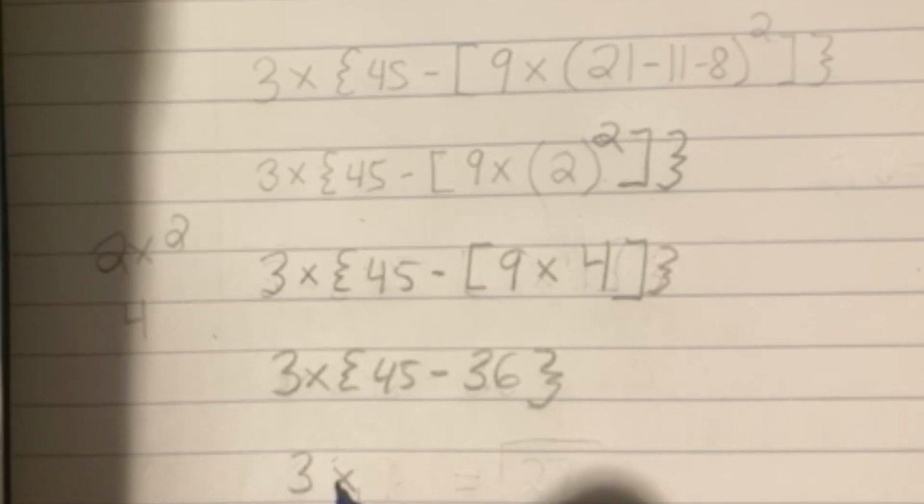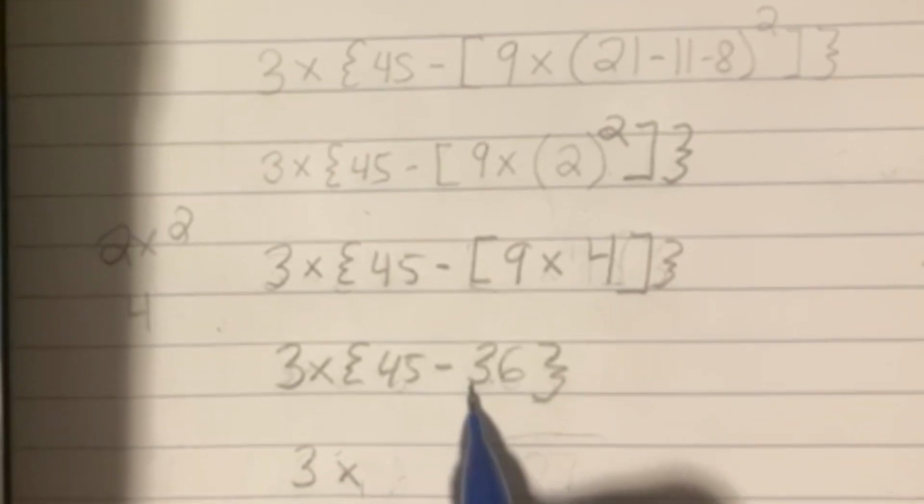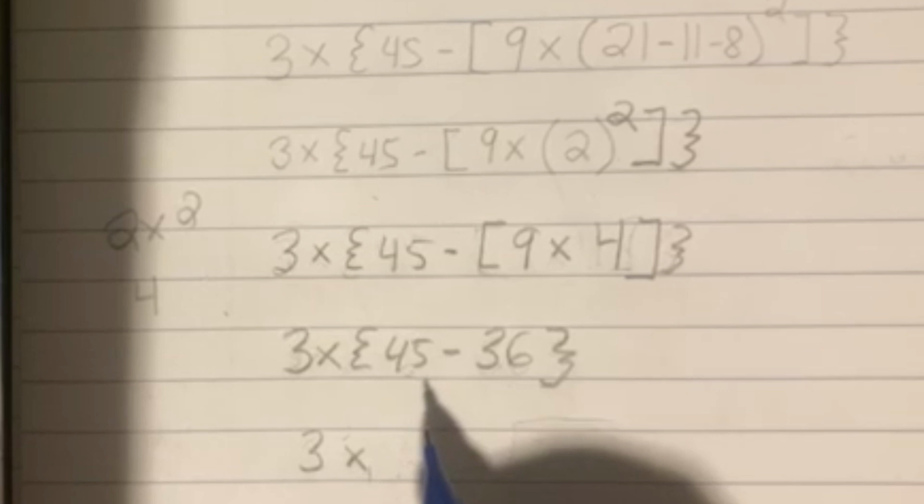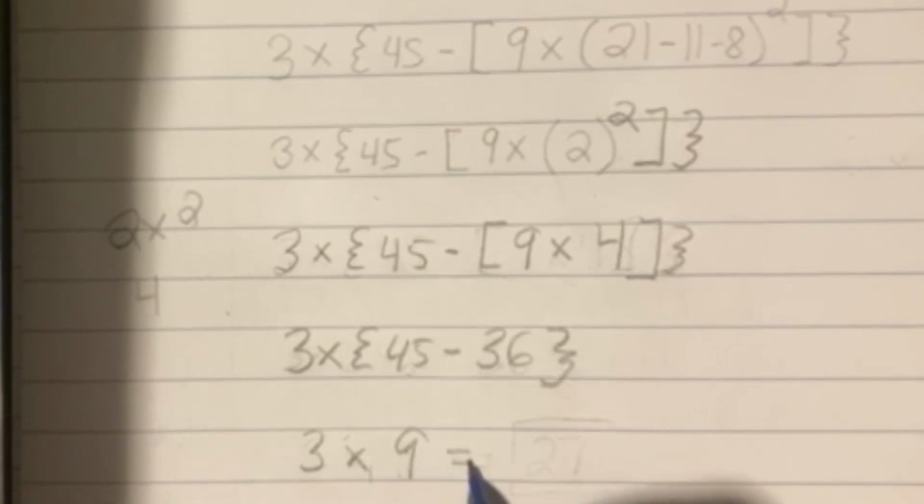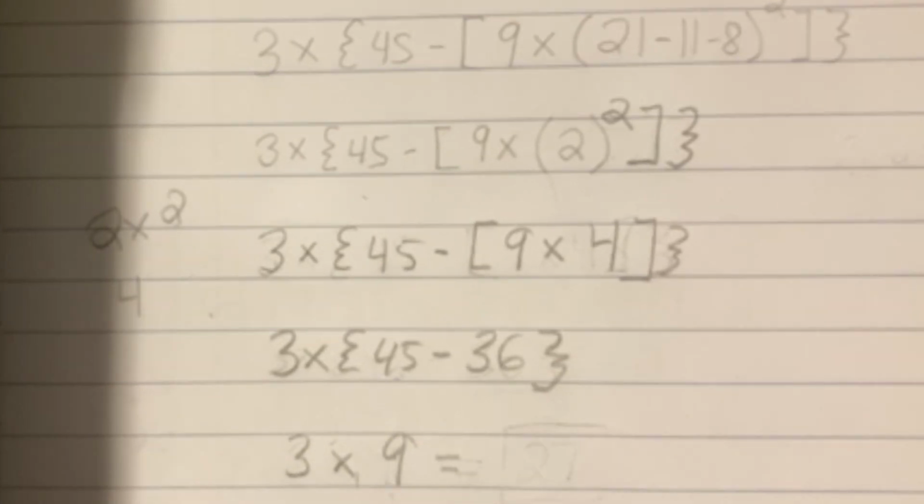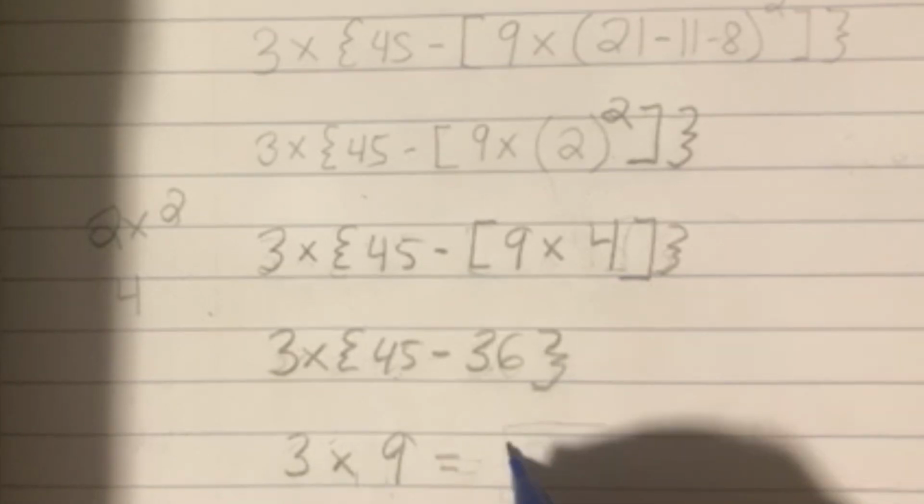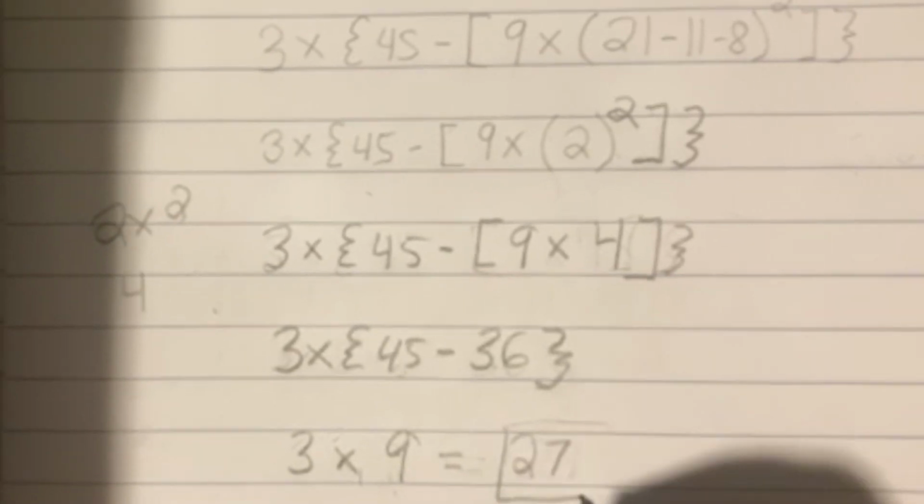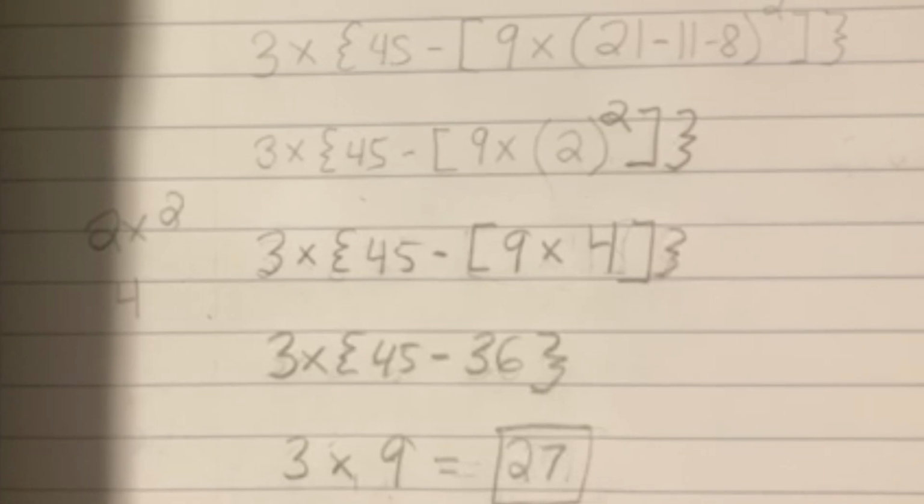So we're going to have 3 times 45 minus 36. Solving for that, we're going to get 9. Since we solved what's in the braces, we're going to take it out, and we'll have 3 times 9, which is going to be 27, is going to be our final answer.